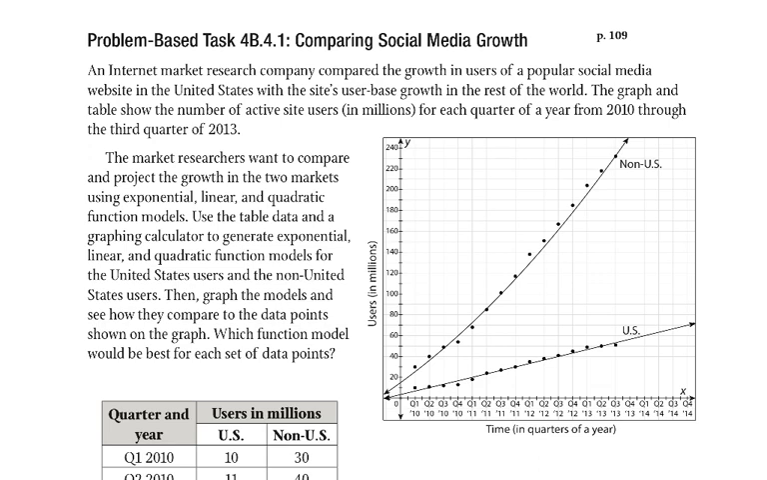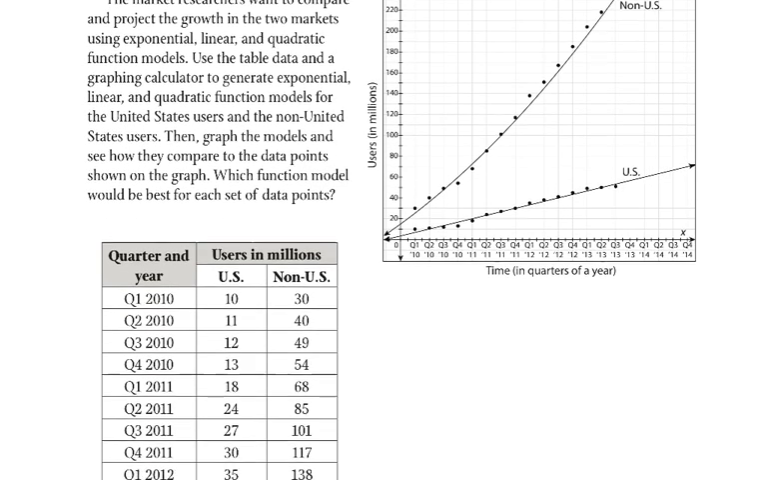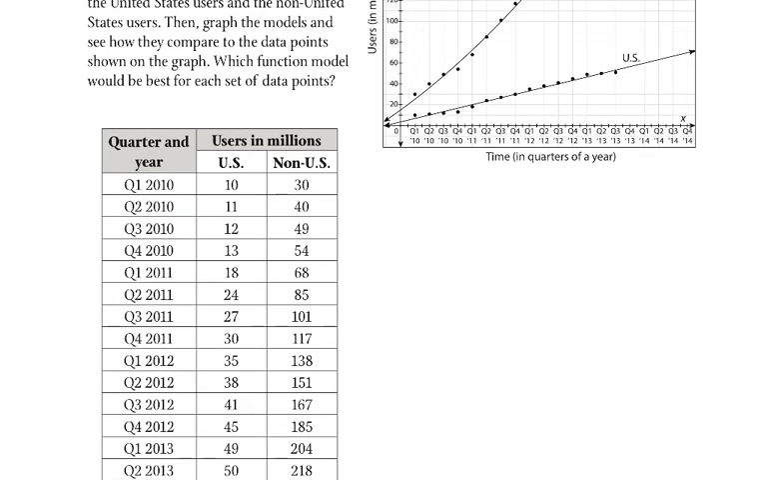The market researchers want to compare and project the growth in the two markets using exponential, linear, and quadratic function models. Use the table data and a graphing calculator to generate exponential, linear, and quadratic function models for the United States users and non-United States users. Then graph the models and see how they compare to the data points shown on the graph. Which function models would be best for each set of data points?